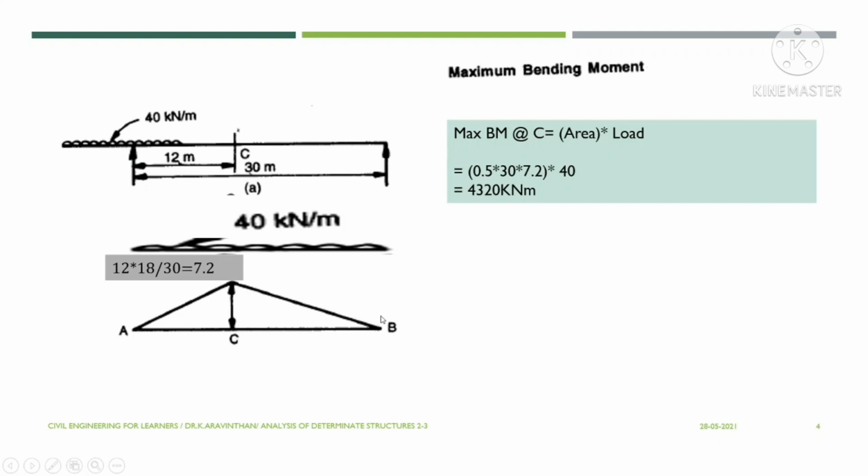Now you have the triangle, and the formula is area into load. So the area will be 0.5 into the distance, which is 30, and this height, which is 7.2. So now you get the area into the load as 40 kilonewton per meter. Note that the UDL is covered throughout the span.